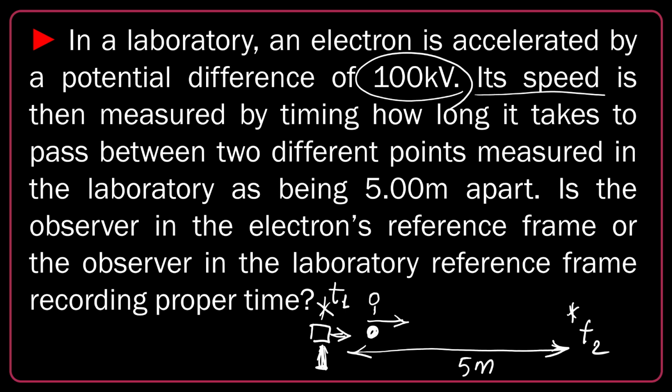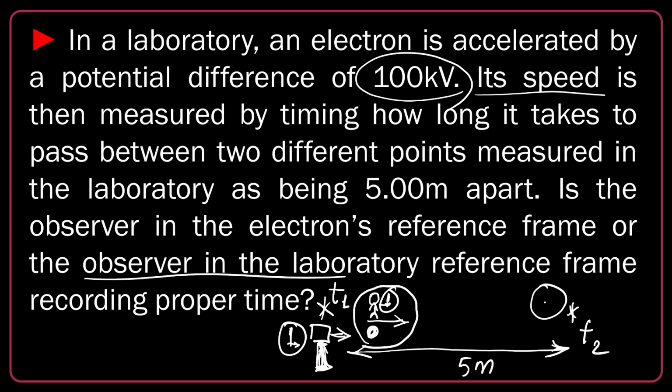The observer in the electron's reference frame is the person who is traveling with it, like the spaceship traveler. Or is it the observer in the lab reference frame recording proper time? Which one? It's clear: the person traveling with the electron can use a single clock and measure the duration of this trip. But on the ground in the lab reference frame, you have to use a couple of clocks, one for embarkation and the other for destination arrival. So you cannot use a single clock. Evidently, the person who is moving with the electron will measure the proper time.